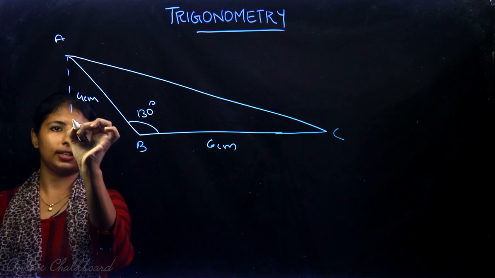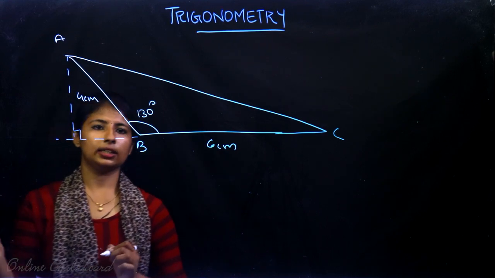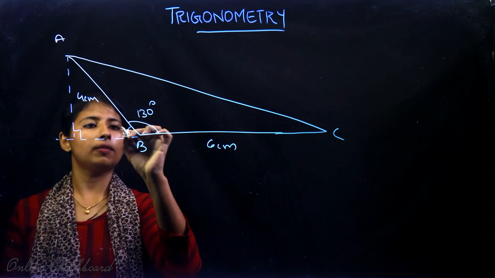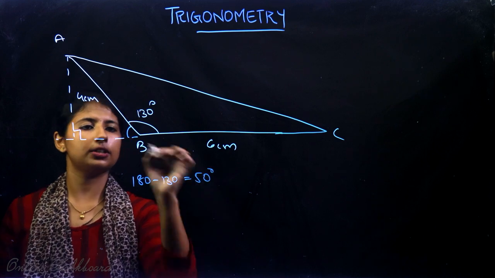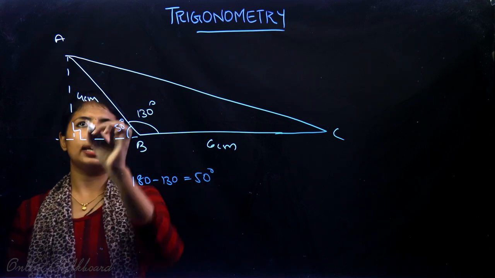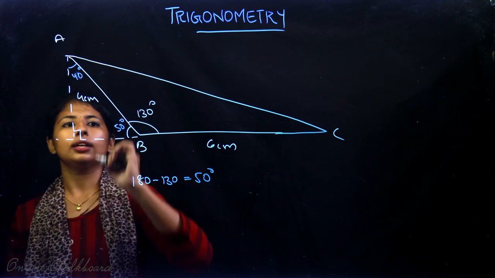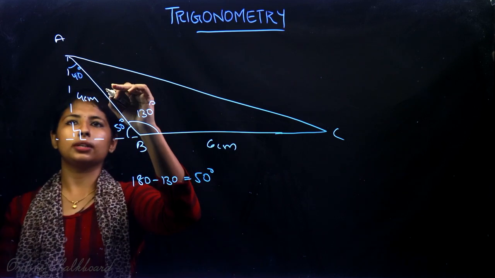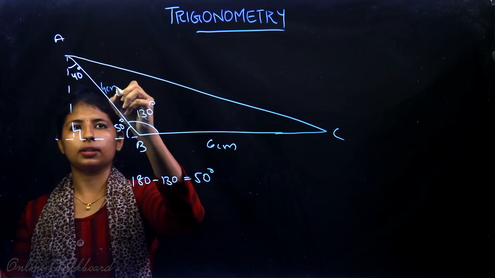This is the height, and this is 90 degrees. What is this angle? It is 180 minus 130, so this angle is 50 degrees. This is 90 degrees and this is 40 degrees. We will look at this triangle. One side is 4 cm, and this side, the hypotenuse, is 4 cm.